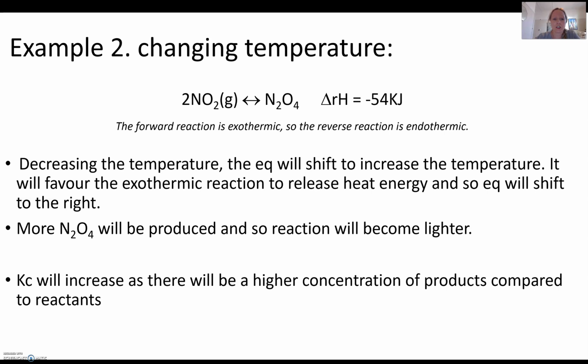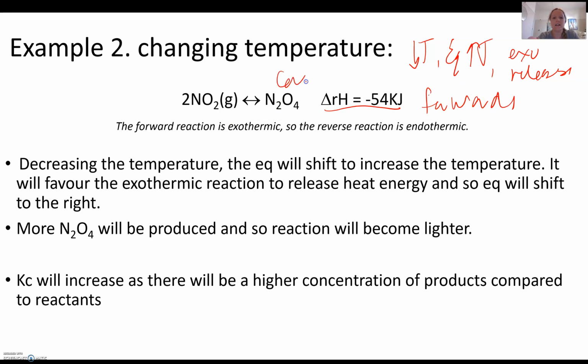It's the same reaction. Let's say this time that the temperature's decreased. If the temperature is decreased, the equilibrium is going to shift to increase the temperature. To do this, it's going to shift in the exothermic direction, which will release heat energy. In this case, the exo is the forwards direction, and you've answered the question.